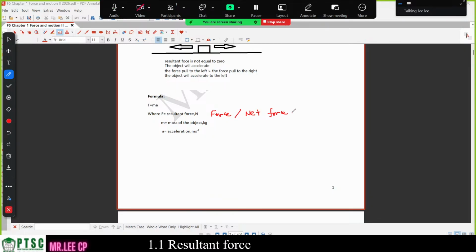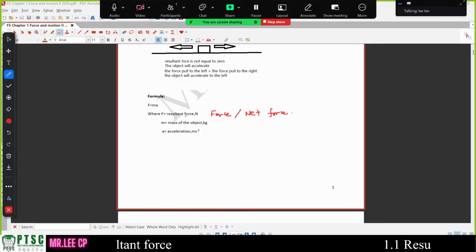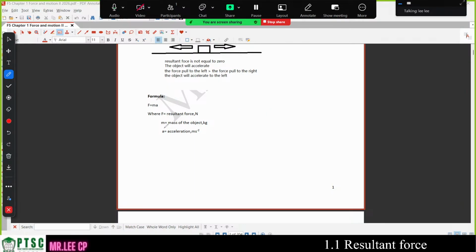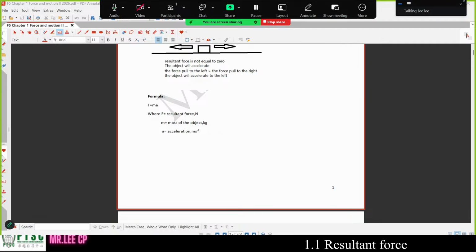Net force also can, but resultant force is more correct because resultant force takes in the direction. We are going to see that, but maybe not today, maybe next week. So m is the mass of the object in kg, and acceleration a is in ms^-2.